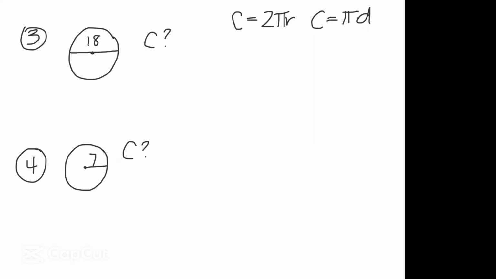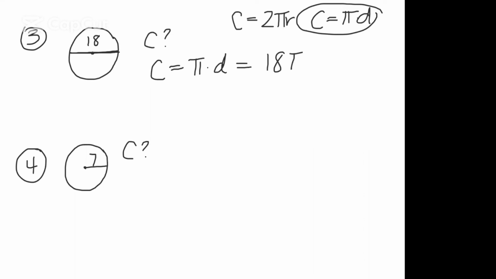All right, so real quick. In this first one, this one gives me the diameter, which means I'm going to use this equation here. C equals pi times diameter. So the diameter is 18 times pi, so 18 pi. Yes, correct.